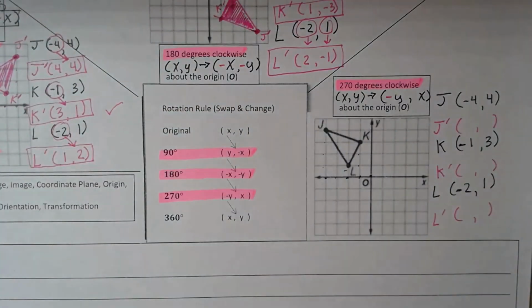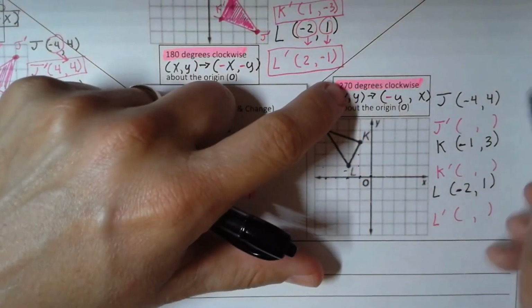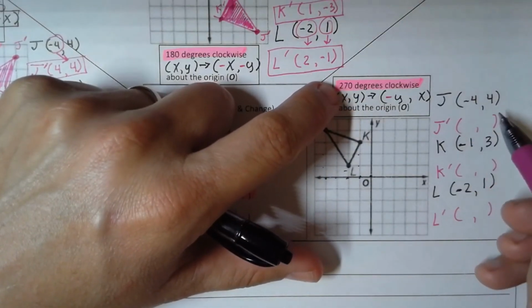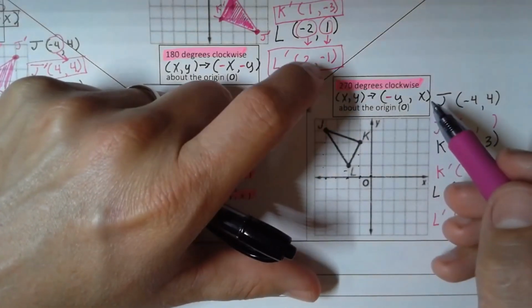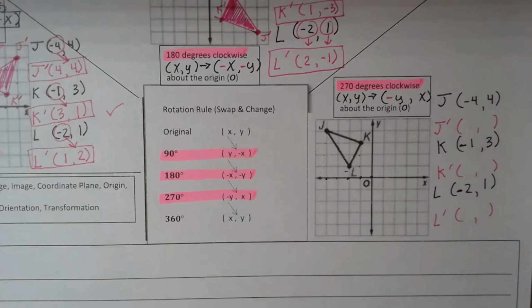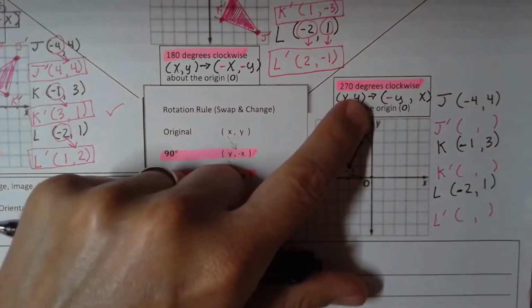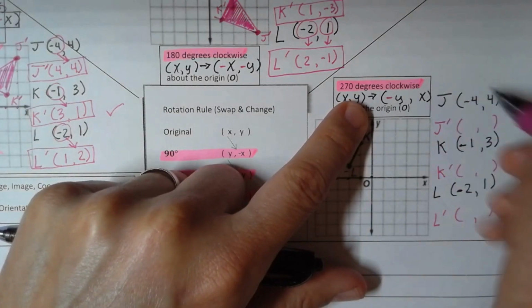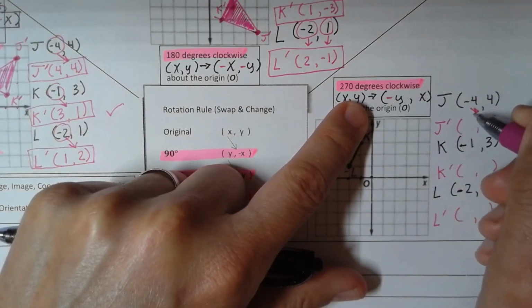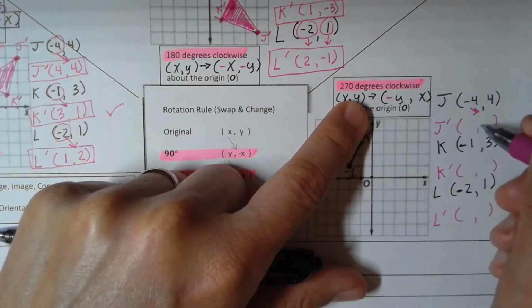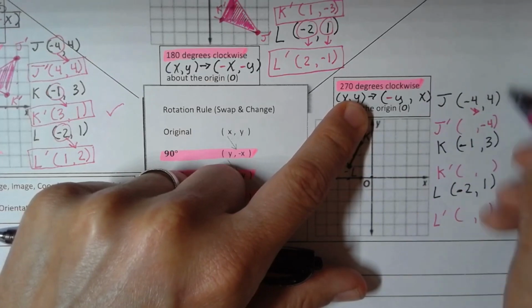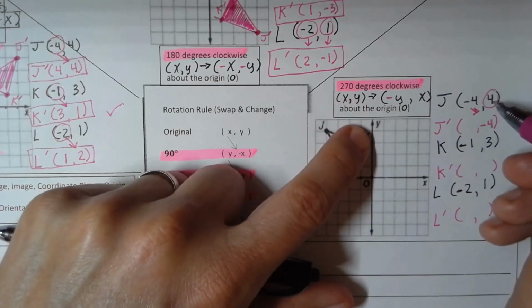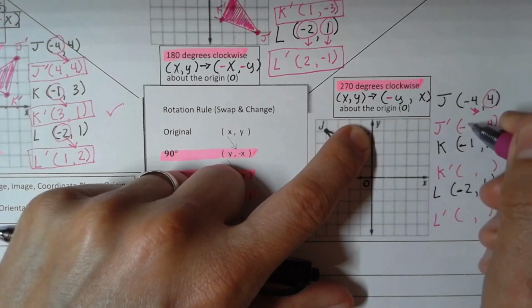Now let's go ahead and perform our rule. Our rule says that we are going to swap X and Y, and then we're going to change the sign of only the Y value. So here we go. I am going to take my X and move it back. Notice that the X has no change to it, so it stays negative 4. My Y value is going to change to a negative 4.